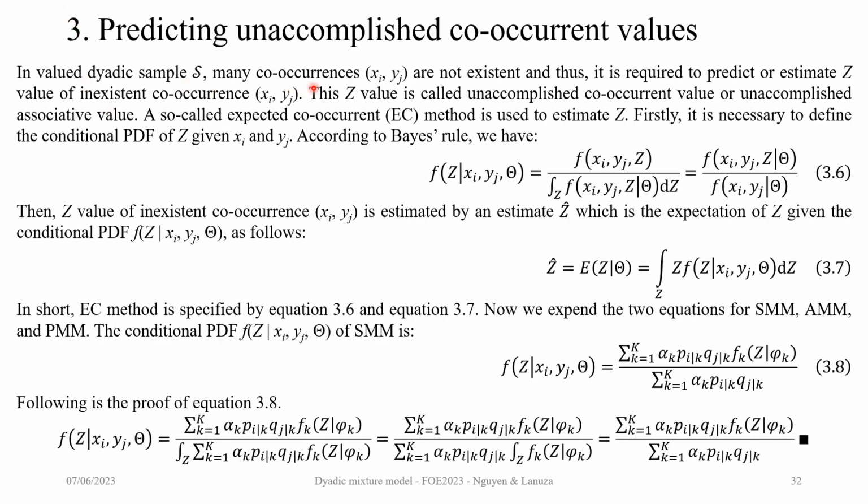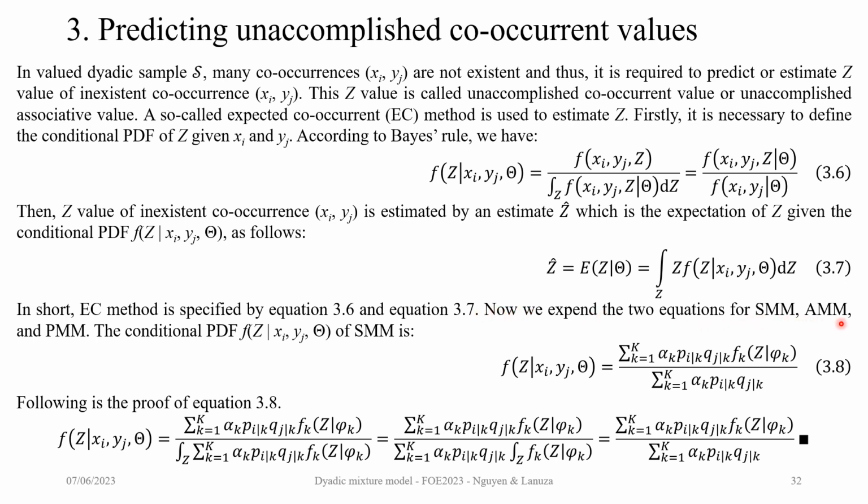In a dyadic sample, many co-occurrences are non-existent. Thus, it is required to predict or estimate the z-value of the non-existent co-occurrence (Si, Yj). This z-value is called an unaccomplished co-occurrence value or unaccomplished associated value. An easy method is used to estimate z. It is necessary to define the conditional PDF of z given Si, Yj according to Bayesian. We have equation 3.6. Then, the value of the non-existent co-occurrence is estimated by the estimator Z hat, which is the expectation of Z given the conditional PDF f(Z | Si, Yj, Θ) according to equation 3.7. In short, the EC method, the expected co-occurrence method, is specified by equations 3.6 and 3.7.